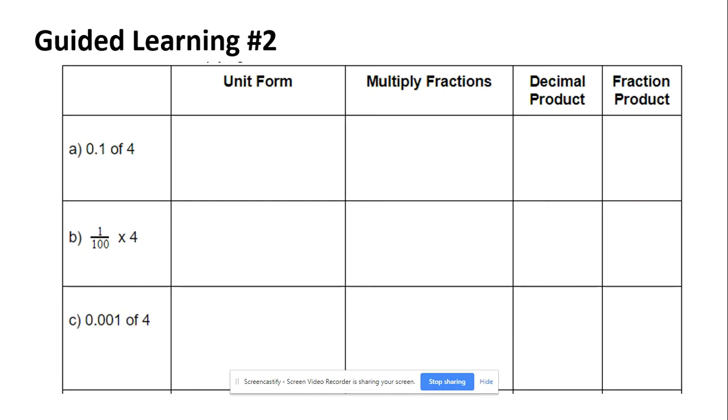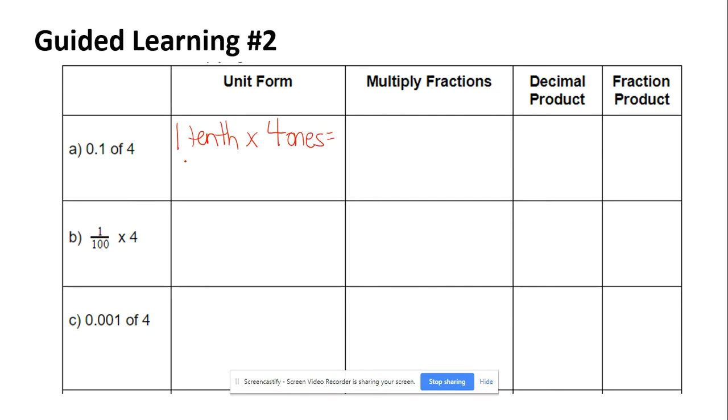All right, let's try guided learning number 2. We're going to solve the multiplication questions using both unit form and multiplying fractions, and we're going to write our answers as a decimal and as a fraction. So starting with the first one, it says 1/10 of 4. We're going to use unit form, so I'm going to write 1 tenth. Of means multiplication. 4 is in the ones place, so we're going to be multiplying it by 4 ones.